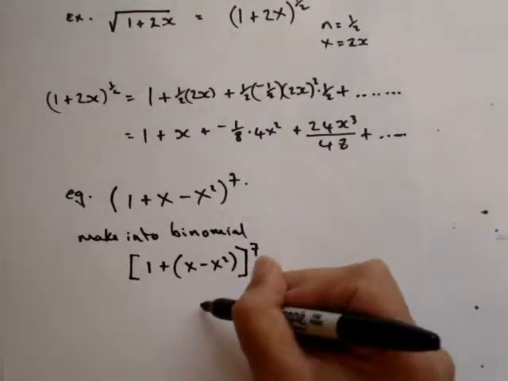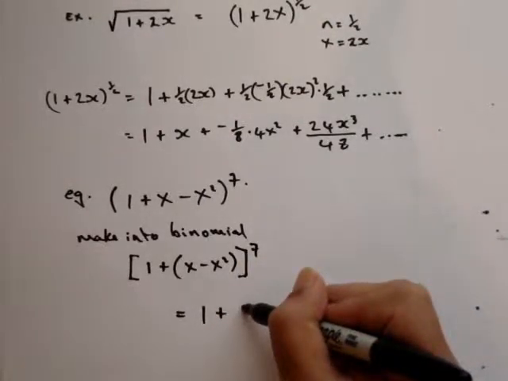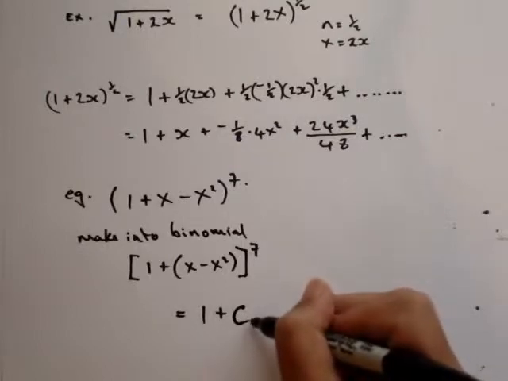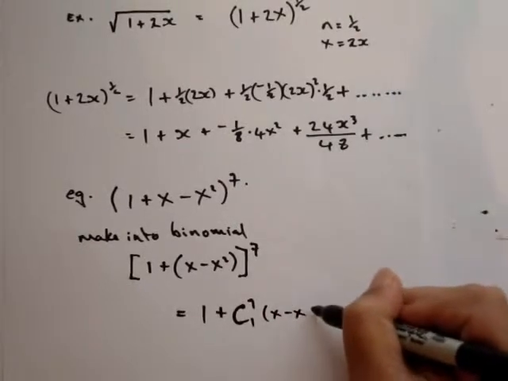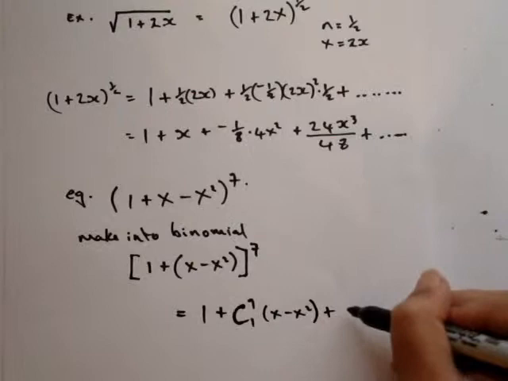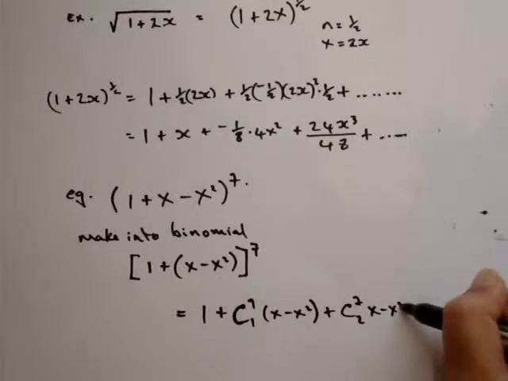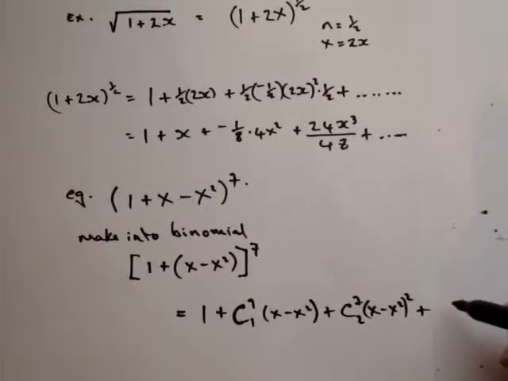So this would then equal 1 plus, and we're going to use our coefficients, the nCr ones, so this would be 1, 7, x minus x squared, plus c7, 2, x minus x squared whole squared, plus c7, 3, x minus x squared cubed.